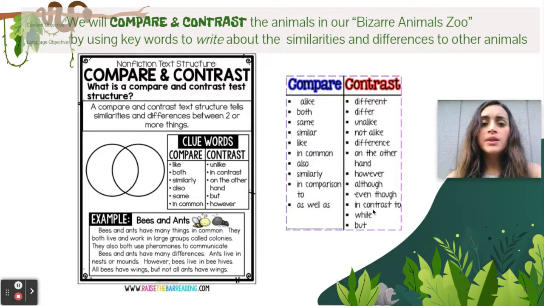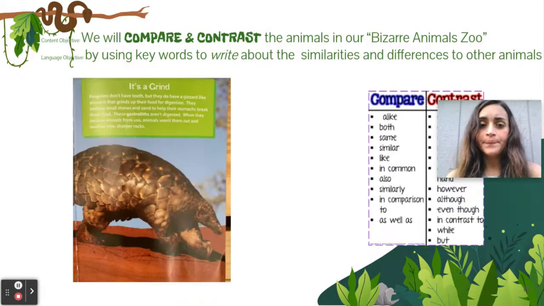So we're going to be using these clue words or keywords such as alike, both, same, similar, like, in common, also, similarly, in comparison to, as well as. And to talk about the differences, contrast, we will use keywords such as different, differ, unalike, not alike, difference, on the other hand, however, although, even though, in contrast to, while, but.